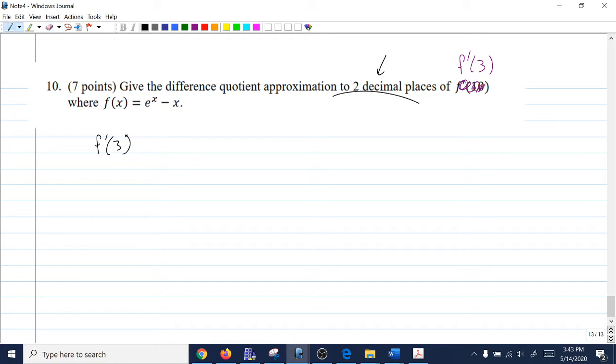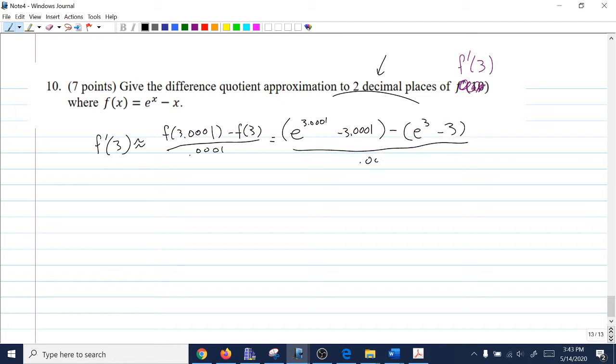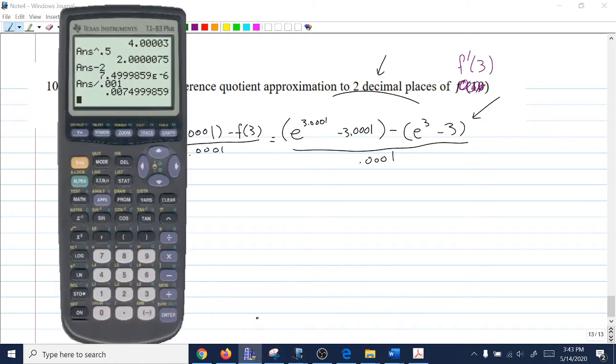F prime of 3 is about, let's do f of 3.0001 minus f of 3, divided by 0.0001. What is this? This is e to the 3.0001 minus 3.0001, minus e to the 3 minus 3. Divide all that by 0.0001. I'm going to be smart and type this entire numerator into my calculator so I can reuse that typing. And I'm going to be even extra smart.